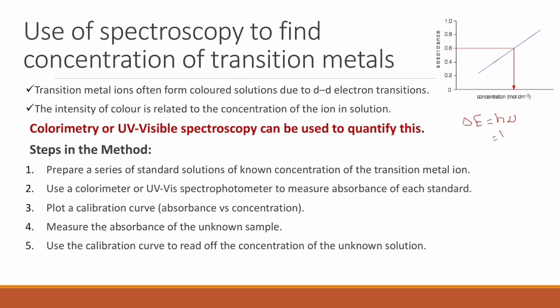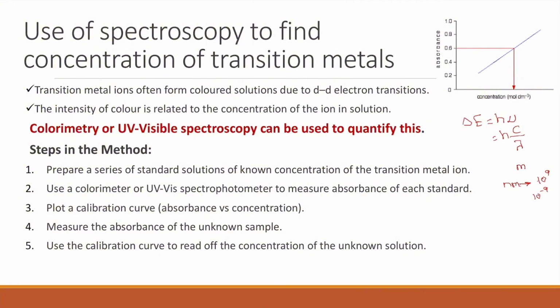We can also find it by the Planck constant times the speed of light divided by the wavelength of the light that was absorbed. The wavelength we use in meters, but it's usually provided in the question in nanometers. In order to convert from nanometers to meters, you have to divide by 10 to the power of 9, or multiply by 10 to the power of minus 9. The intensity of the color produced is related to the concentration of the ion in the solution. So we can use colorimetry or UV-visible spectroscopy to quantify this and find the concentration of an unknown sample.